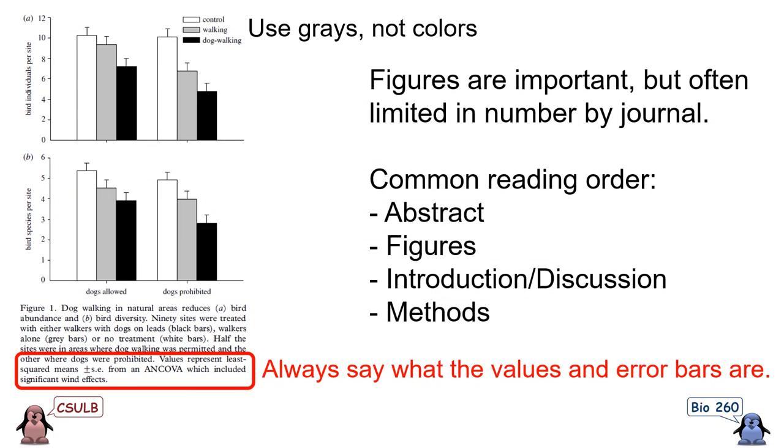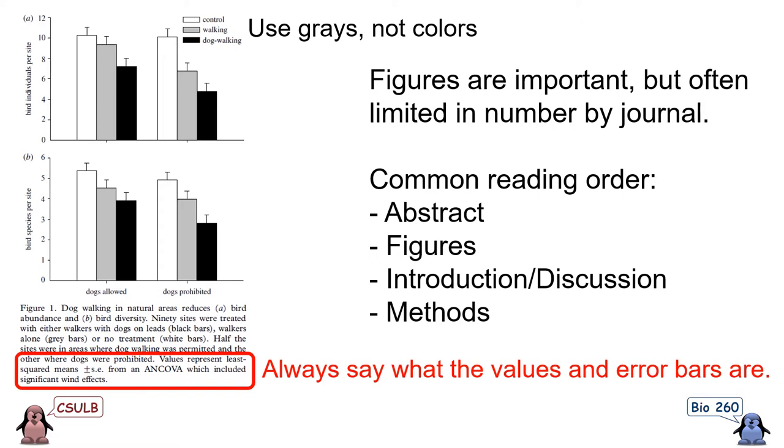As mentioned, the results section is where most of the figures will be. Figures are very important, but they're often limited in number by the journal. Figures are particularly important because many people will read an abstract of a paper and then look at the figures before deciding whether to continue and read the introduction or discussion. Figures should therefore be good to maintain their interest. People also tend to remember good figures much better than text descriptions of significant results.